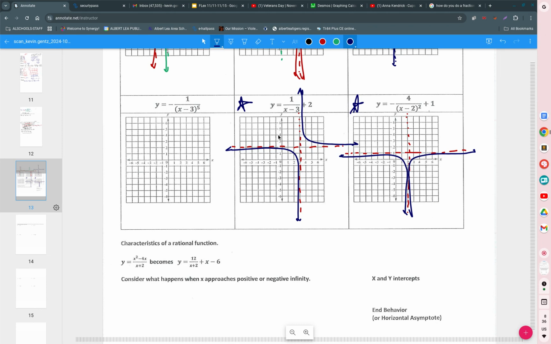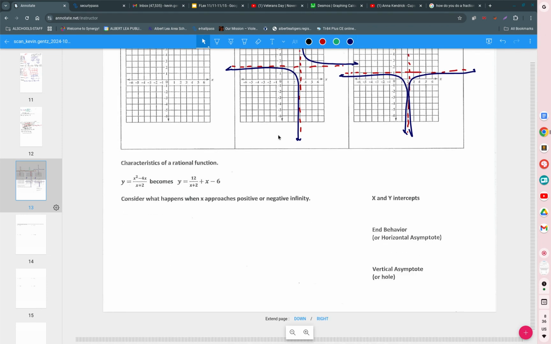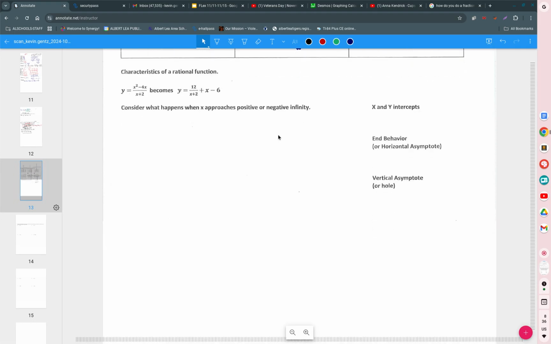So let's look at the application of this unit and decide what makes this slightly different. It says consider the characteristics of this rational function here. y is equal to x squared minus 4x over x plus 2. That's a rational function. And it actually can turn into y equals 12 over x plus 2 plus x minus 6. And I'm going to show you how that happens. And it's in this unit because we talk about dividing polynomials. So I'm going to take this and I'm going to divide it out.